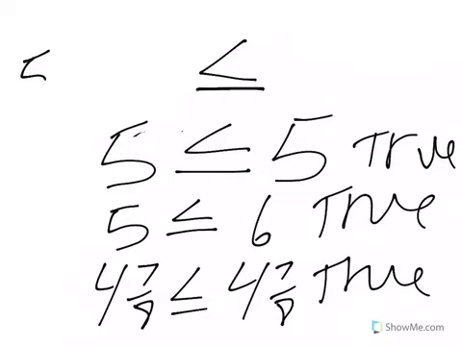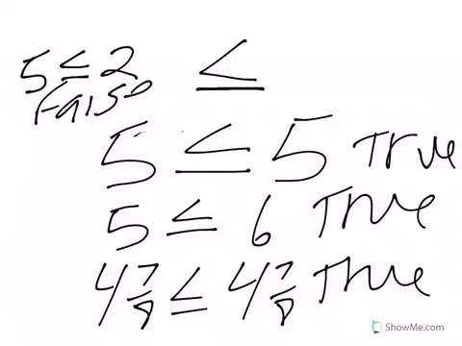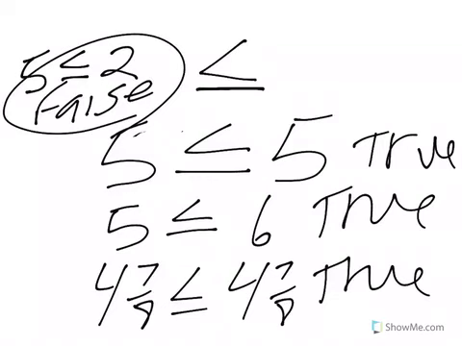It's not less than 4 and 7/8, it is 4 and 7/8, so it's less than or equal to. If we said 5 is less than or equal to 2, then that would be false, because 5 is not less than 2, 5 is not equal to 2, so that would not be a true statement. Going the other way now, that looks like the greater than symbol.